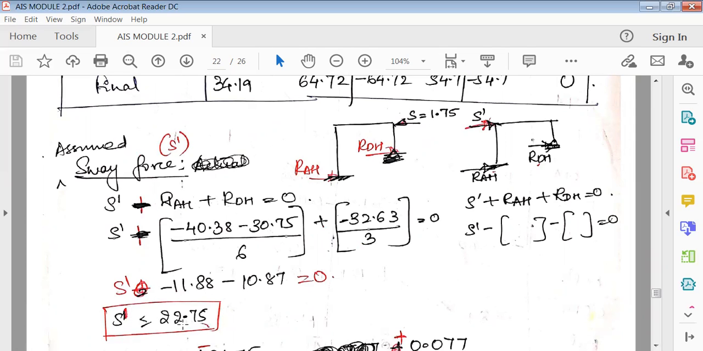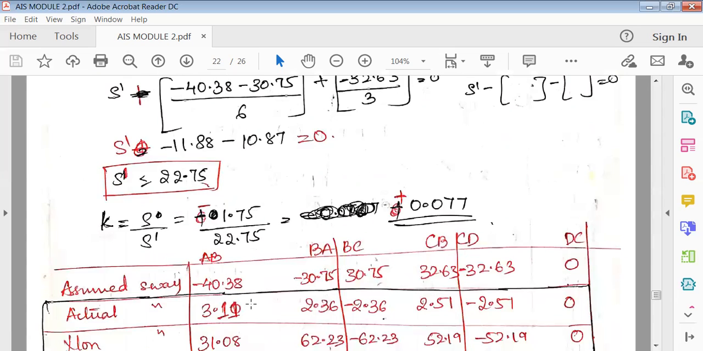So the answer is positive. What's happening here is S dash is positive. Initially we have assumed it to be to the right side, and the answer you have got is also to the right side. So what you have assumed is right. Now we'll apply the correction factor. Don't consider the sign here; the signs are ignored. The correction factor is nothing but S divided by S dash.